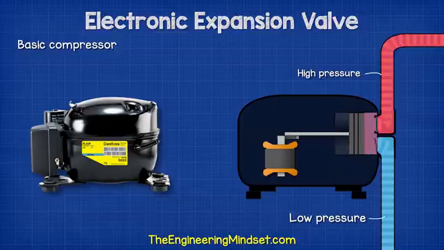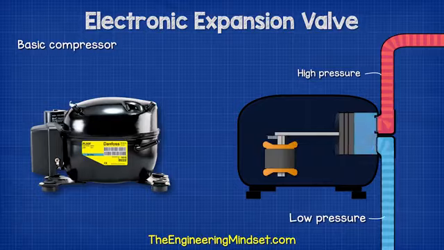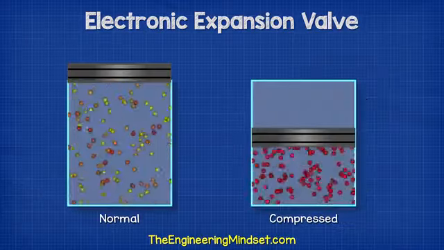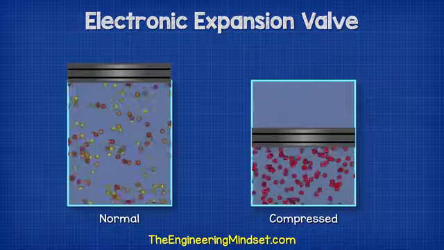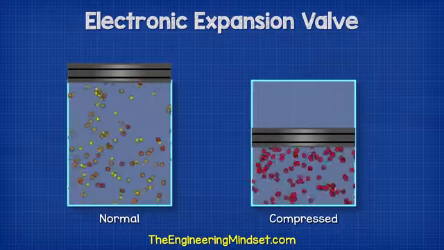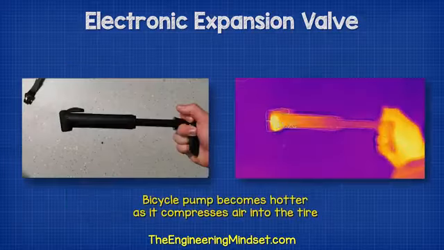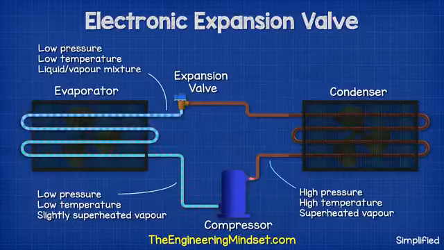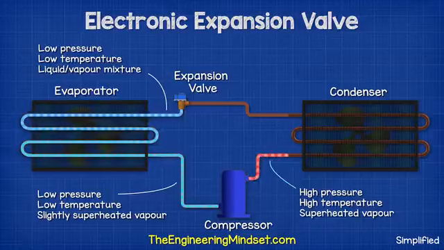It then squeezes this together into a much smaller space, and so the pressure increases. All the heat which was picked up in the evaporator is now contained in a much smaller volume, so the temperature will increase. This is very important, and we will see why in just a moment. But if you've ever pumped up a bicycle tire, you will notice the pump becomes hotter as it's compressing the air. The refrigerant is then pushed into the condenser, where it enters as a high pressure, high temperature, superheated vapor.